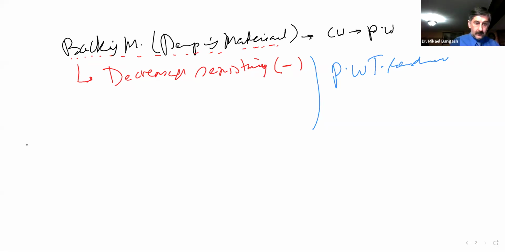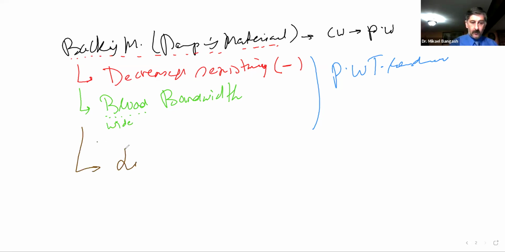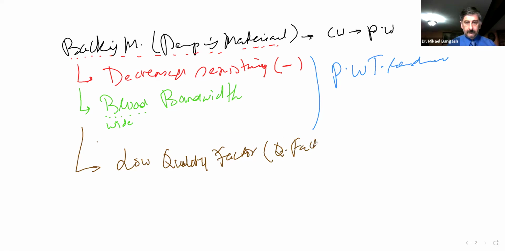Another consequence of having a backing material is that we will have what we refer to as a broad bandwidth. Clear? Some people may even change the word broad to wide bandwidth. And the third one is what we call a low quality factor. A little odd name, because this term doesn't really have anything to do with quality. Clear? This quality factor can also be referred to as the Q factor.